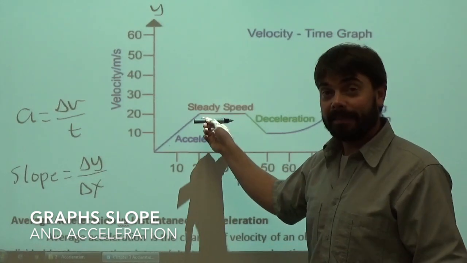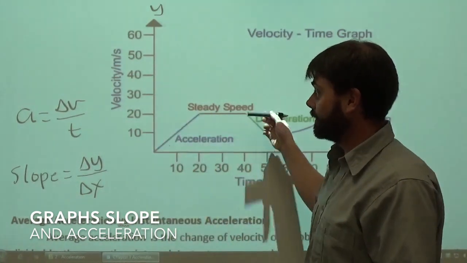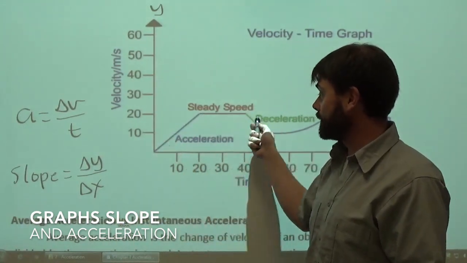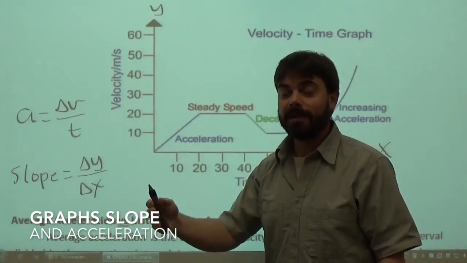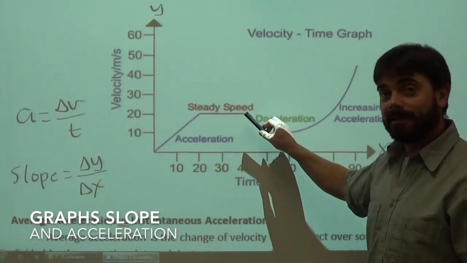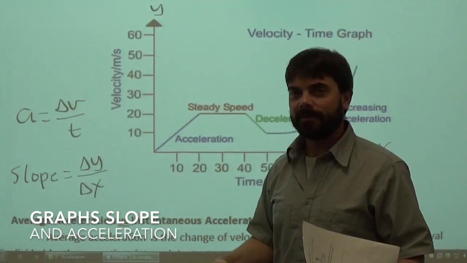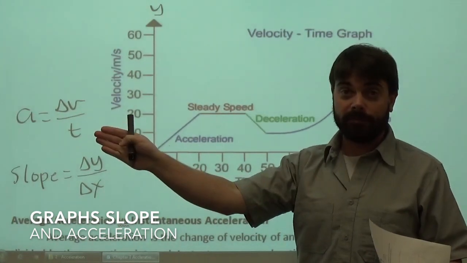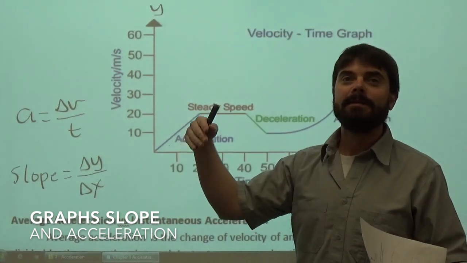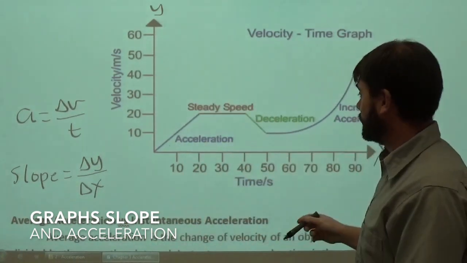When you have a flat line, it doesn't mean it's stopped, it means it's traveling at a constant velocity. So it's going 20 meters per second over this time, so it's moving, but it's not speeding up, not slowing down. When you see negative slopes, that means a deceleration or a negative acceleration. The object's still going forward in essence, but it's slowing down. Still on the positive side of the acceleration.